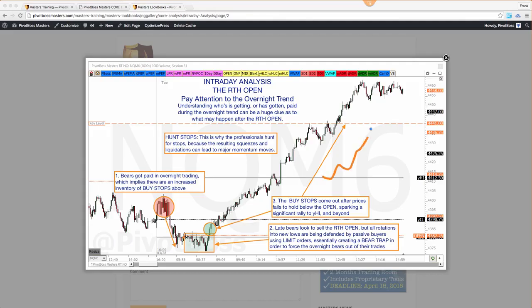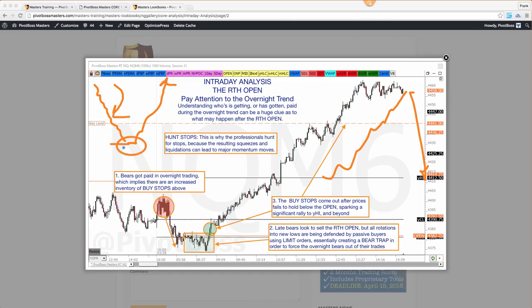For example, if prices have been bid all overnight and pre-market and the open's up here, you're likely going to see that thing go against. Likewise, if the market's been trending down and the open is somewhere down here near the lows, you may see that thing go right on up. Remember, it's about who's in control and where are the stops.